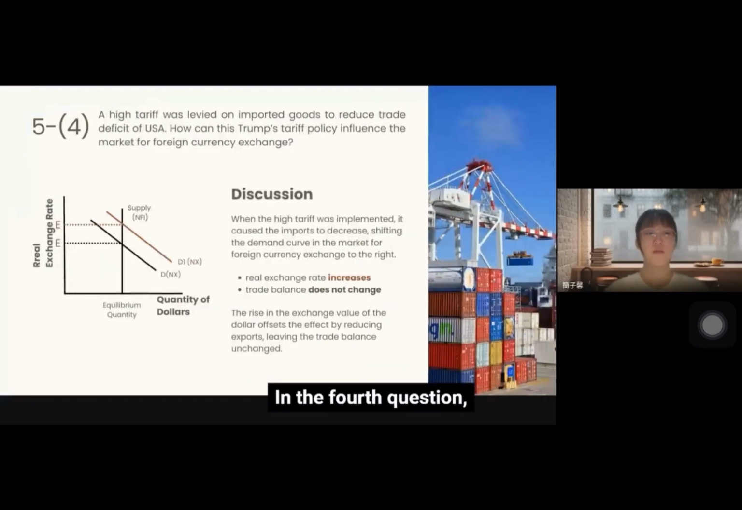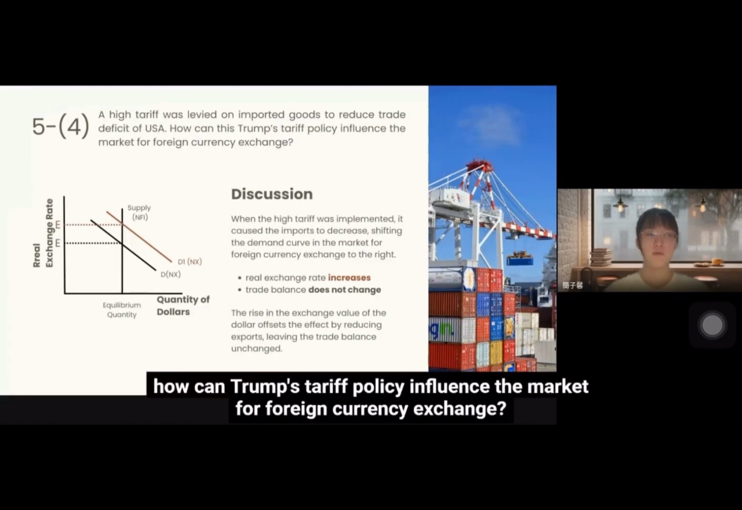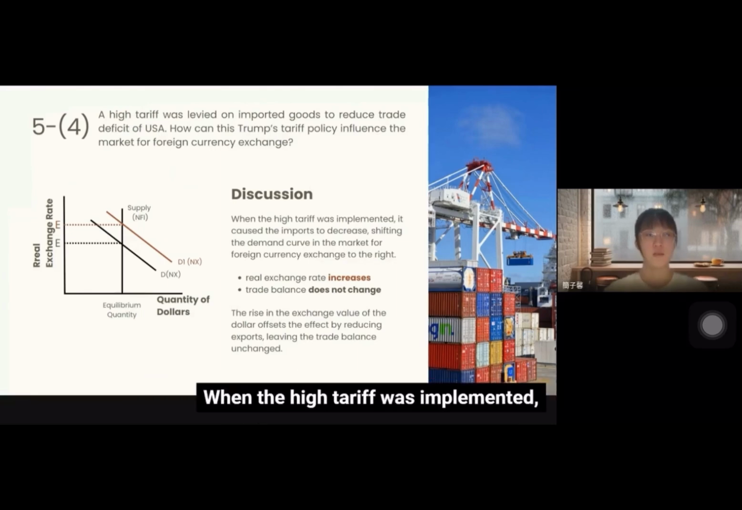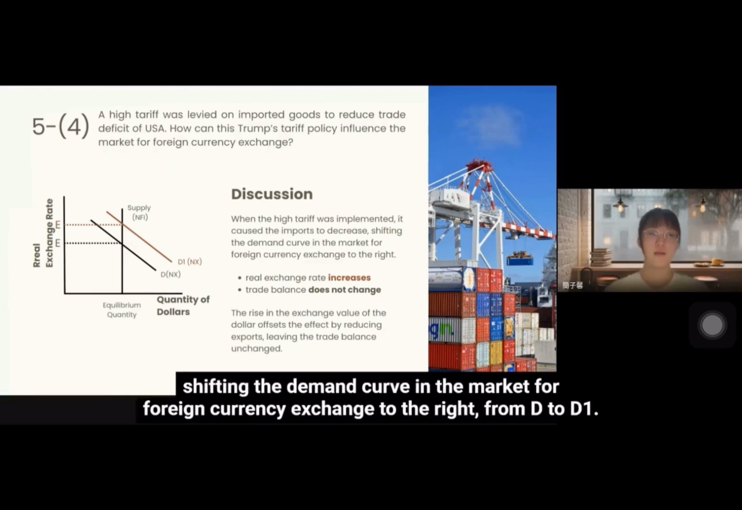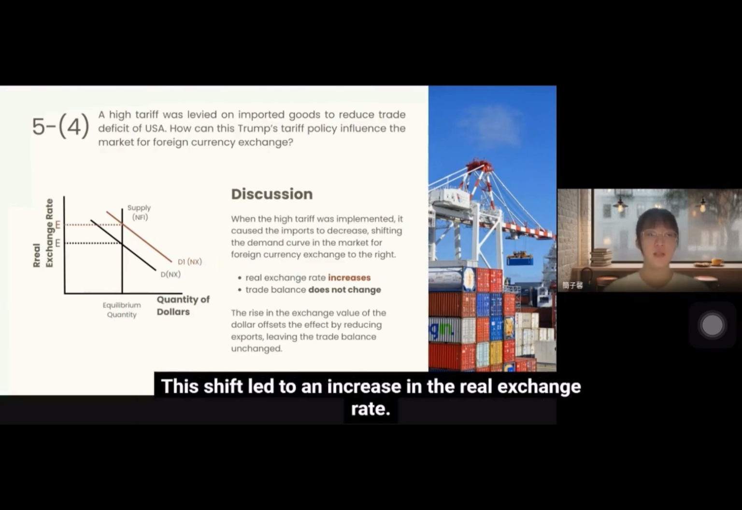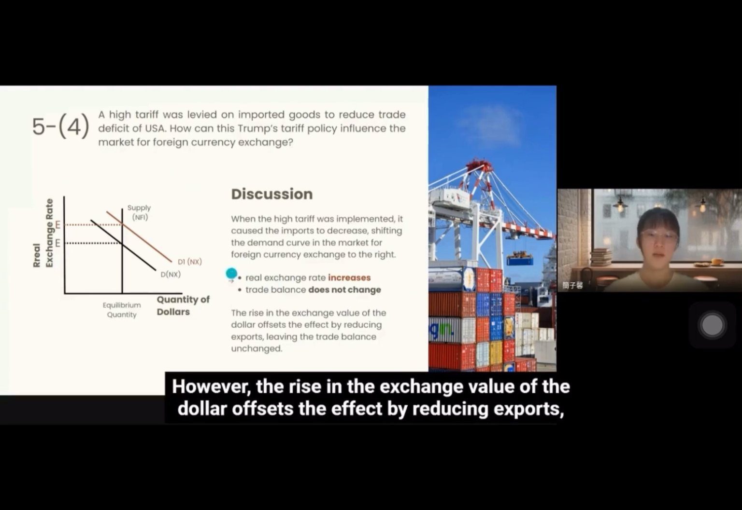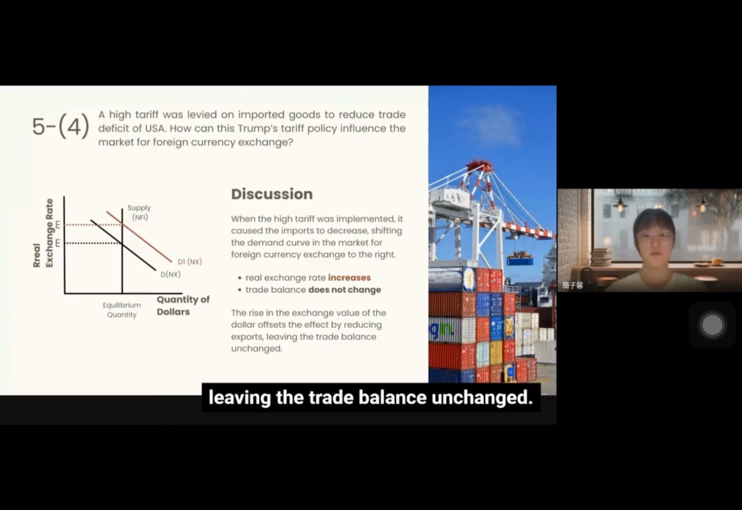In the fourth question, how can Trump's tariff policy influence the market for foreign currency exchange? When the high tariff was implemented, it caused imports to decrease, shifting the demand curve in the market for foreign currency exchange to the right from D to D1. This shift led to an increase in the real exchange rate. However, the rise in the exchange value of the dollar offset the effect by reducing exports, leaving the trade balance unchanged.